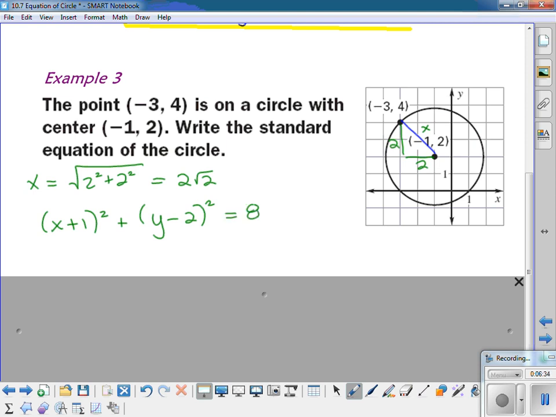Which actually, now that I think about it, did I actually have to find the radius? I actually just had to find the radius squared, didn't I? So back here, what I could have done is just left it as x squared equals 2 squared plus 2 squared. Because that's really what I need, is it's squared, right? And so you don't even have to worry about taking the square root and then re-squaring it if you don't want to.